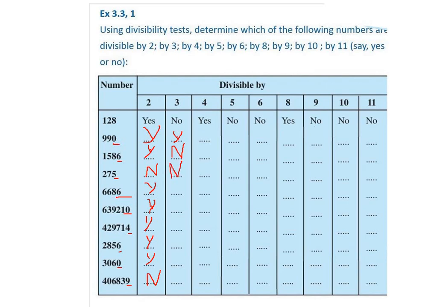6 plus 6 plus 8 plus 6. So 12 and 8 is 20, and 6 makes 24.